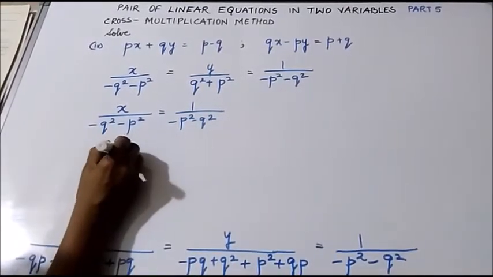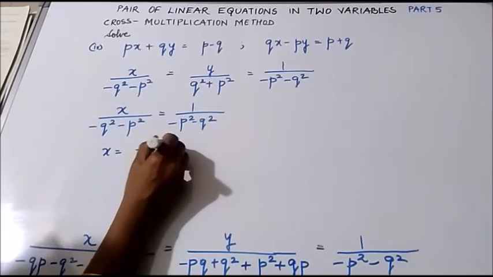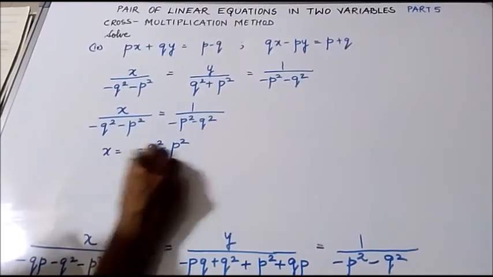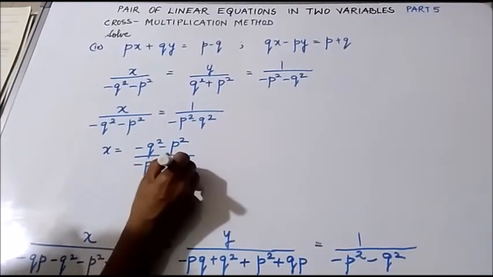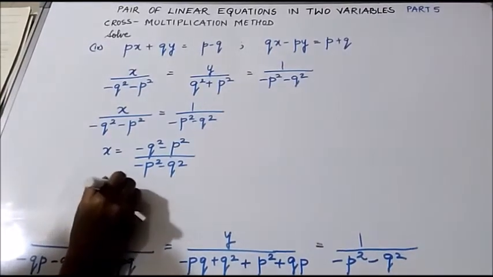You will get here x equal to minus q square minus p square divided by minus p square minus q square. This gets cancelled. You will get x equal to 1.